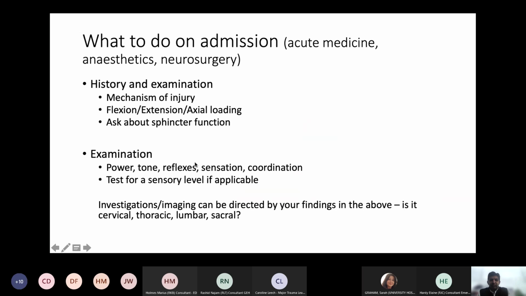So what to do on admission? This is a bit more to do with acute medicine or if the patient is actually going to the ward. It's, again, very similar to the principles of how you deal with things in ED. History and examination, mechanism is very important. Ask about sphincter function. That can change your ASIA score from B to D or similar. Do a full examination, check their power, their tone, etc. See if they've got a sensory level. And then do investigations based on what you find. If it has not already been done in ED, does the patient need an MRI, for example?